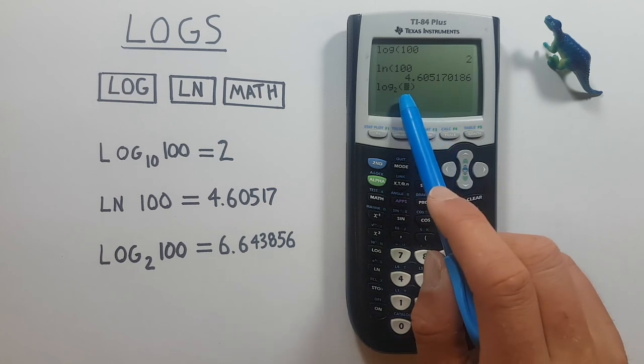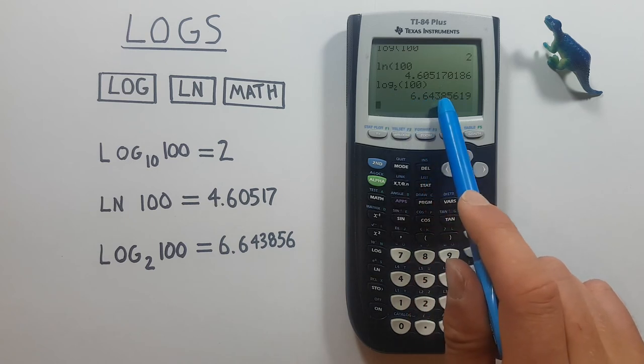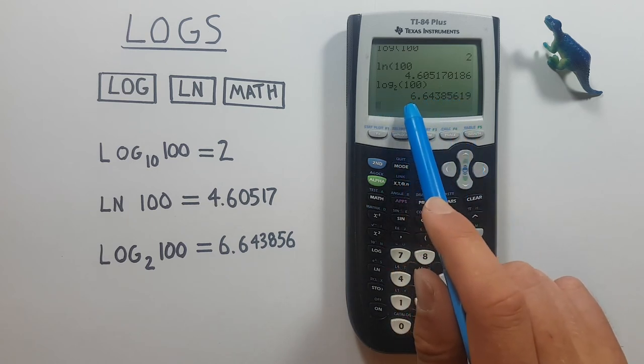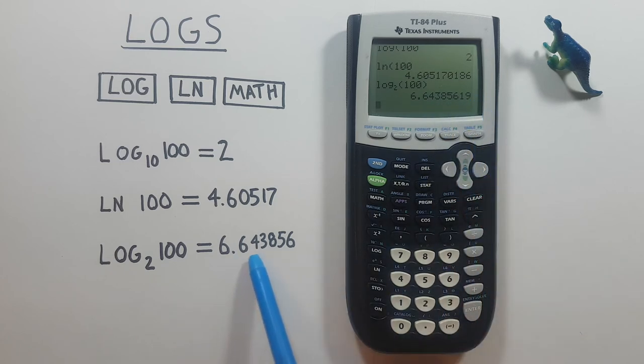And in the second box, we enter the number we want to solve for. So if we're solving log base 2 of 100, we enter the 100 in there and press enter, and see we get the result of log base 2 of 100 is equal to 6.64385, etc., which is correct.